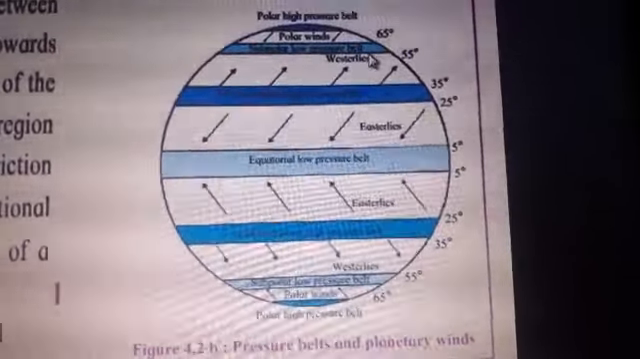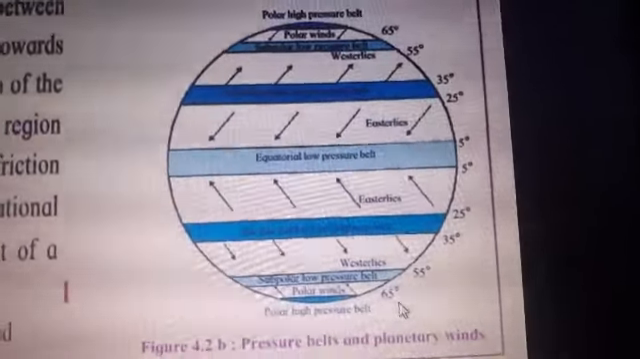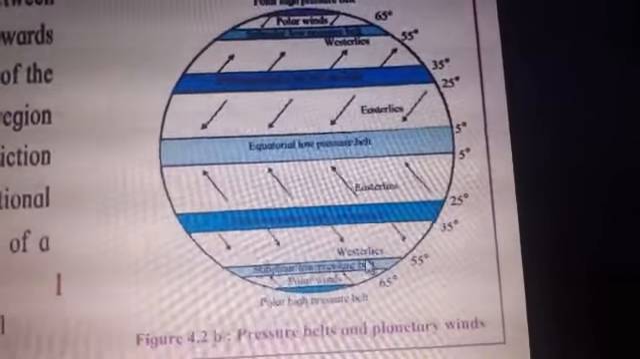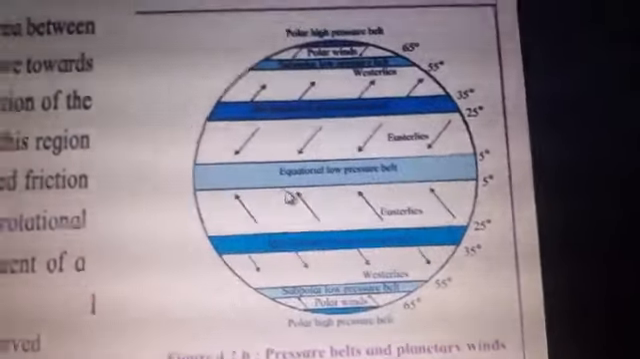The subpolar low pressure belts lie between 55 degrees to 65 degrees parallels, both in the northern as well as the southern hemisphere. In both the hemispheres we have the subpolar low pressure belt. Okay, let us see it in detail now.